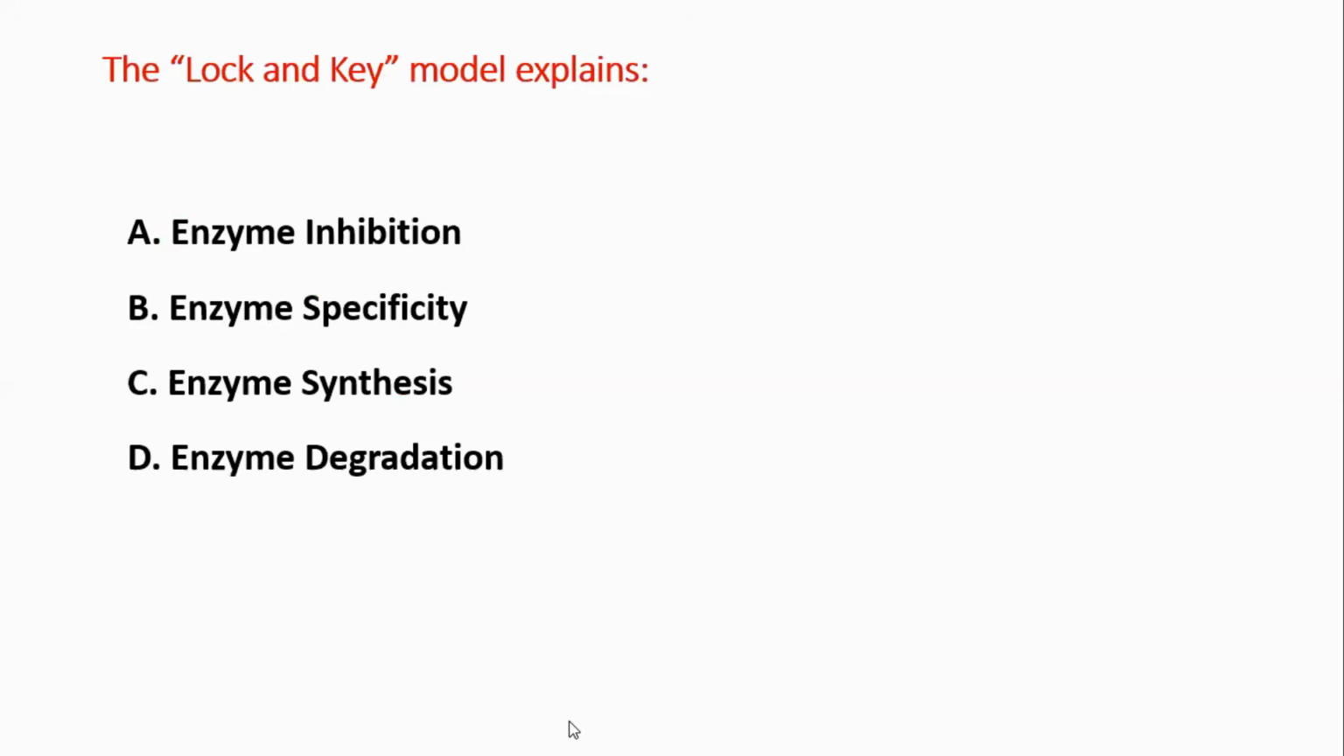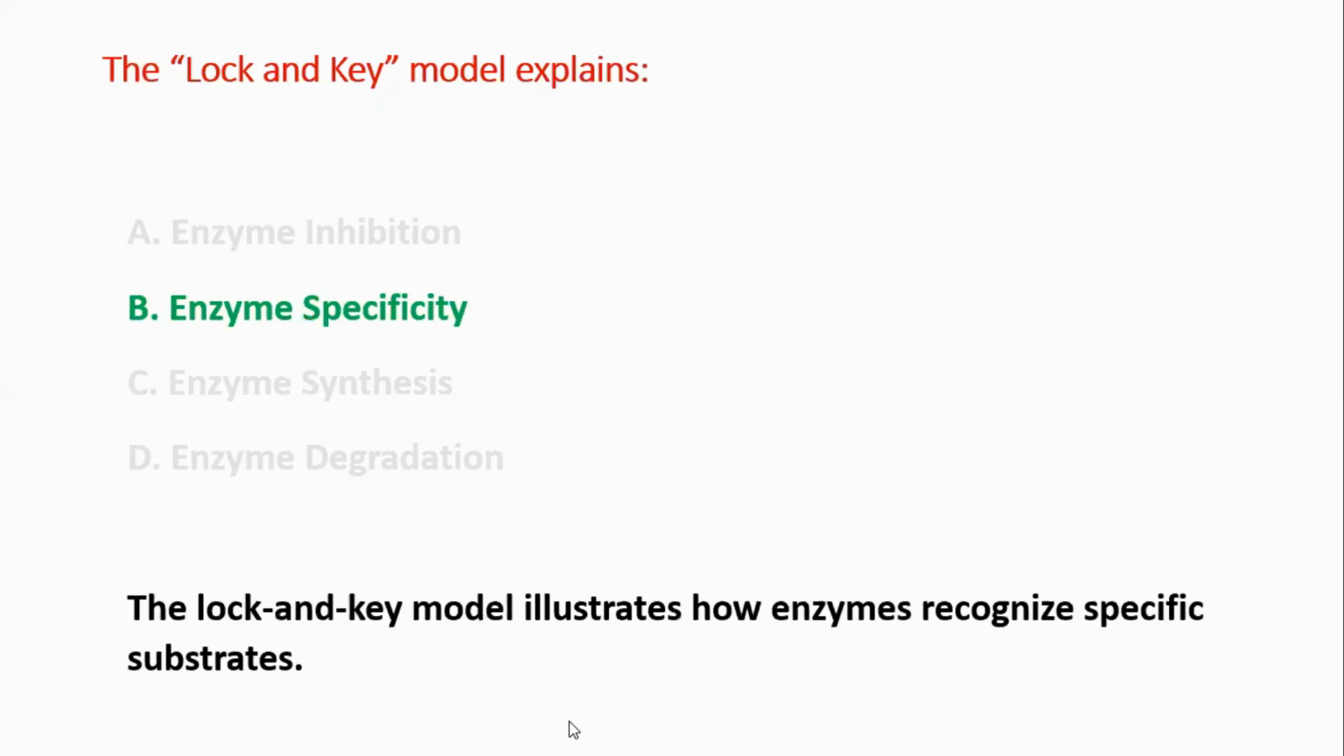The lock and key model explains, and the options are enzyme inhibition, enzyme specificity, enzyme synthesis, or enzyme degradation. You've probably heard the phrase lock and key in biochemistry. Which fundamental property of enzymes does this model help explain? And the right answer is enzyme specificity. The lock and key model illustrates how enzymes recognize specific substrates.